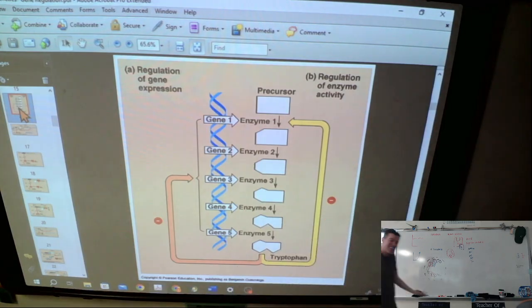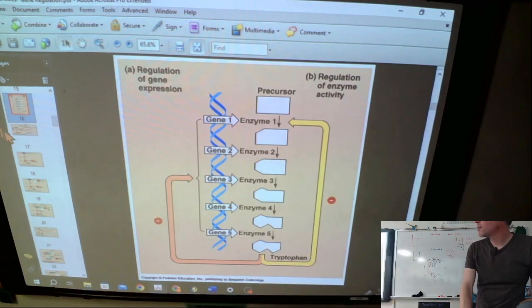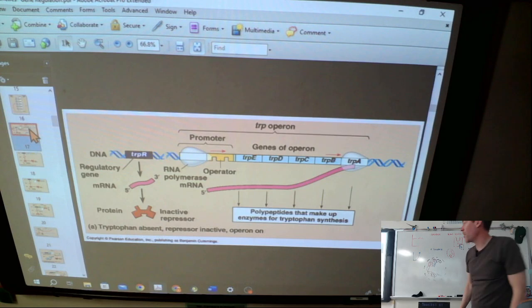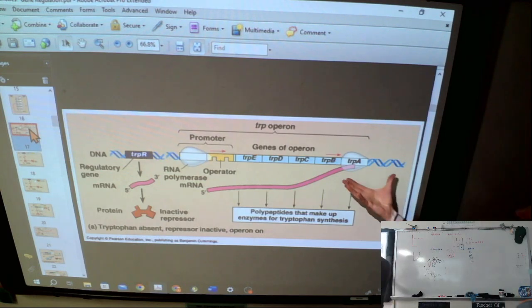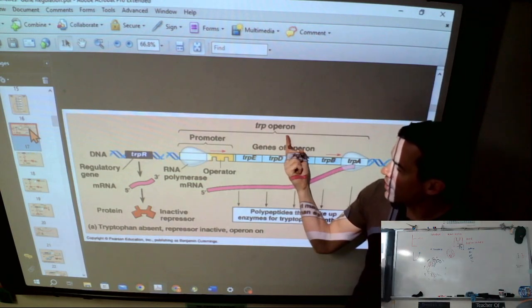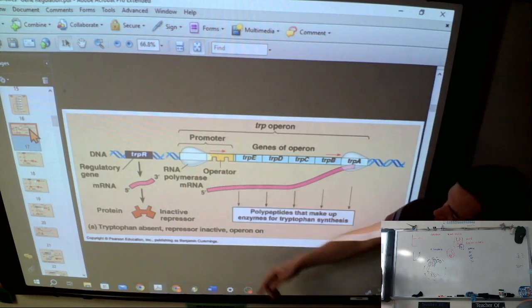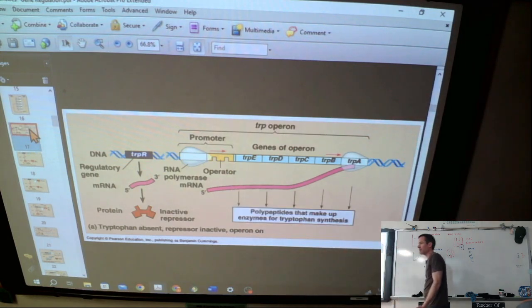And so that's another difference. So if I'm looking at prokaryotes versus eukaryotes, when they cram all these genes together, they call it an operon. And then instead of a regulatory sequence, they call it an operator.